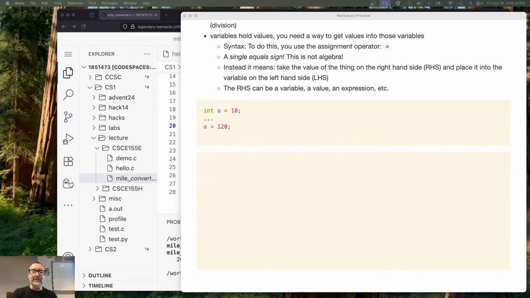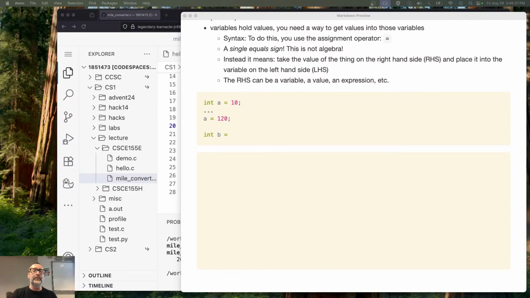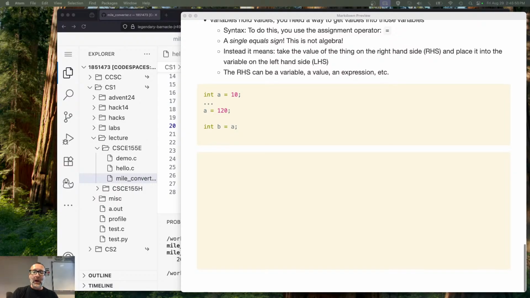The thing on the right-hand side could be another variable. So if I go int b is equal to a plus 10, that's an expression, actually. Let me simplify that. Let's go with b is equal to a. All I'm doing is taking the value stored in a and copying it over to the variable b. If I have another variable, c, I could say it's equal to b plus 10, and I'm simply taking the value stored in b, adding 10 to it, and then placing the result into c. You can get a lot more complex than that, and we will eventually.